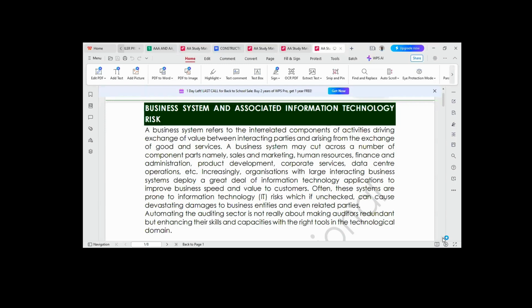Okay? Now, if IT risk is not properly managed in an organization, it can bring about the end of that organization. I hope you know. If the IT is not properly managed, it can bring about what? The end of the what? Organization. Let me give you an instance.